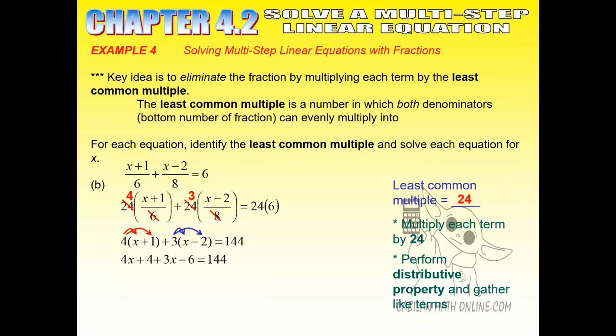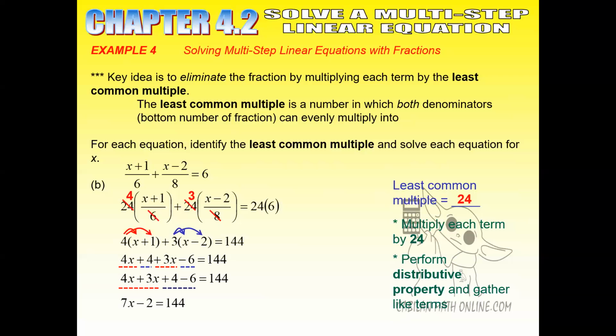Now, before we start moving things around, we want to clean things up on the left side. We're going to gather the like terms, starting with the x's. So we have 4x plus 3x. We're also going to group the numbers, which in this case are 4 and minus 6. I've just rewritten them side by side to show you what we're grouping together. I haven't changed any of the signs. So 4x plus 3x gives me 7x, and 4 minus 6 gives me negative 2. That's all equal to 144.